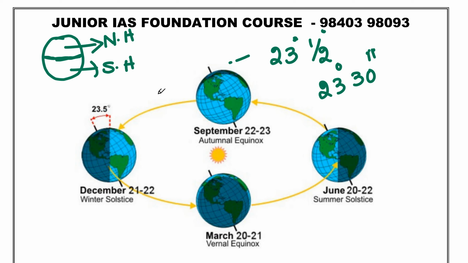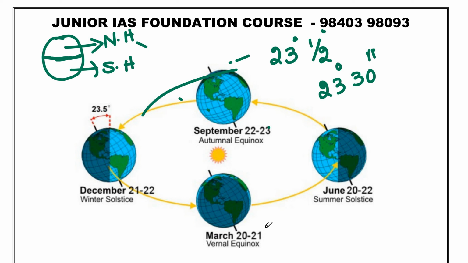Is India in the northern hemisphere or southern hemisphere? Many of the answers were southern. Why southern? India is in the northern hemisphere. India lies above the equator. Above the equator or below the equator? Above the equator, northern hemisphere. So this diagram is with respect to the northern hemisphere.